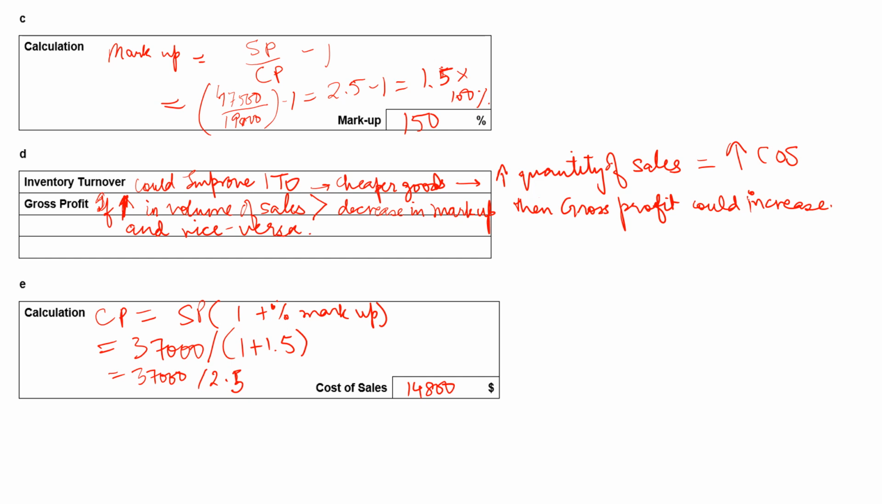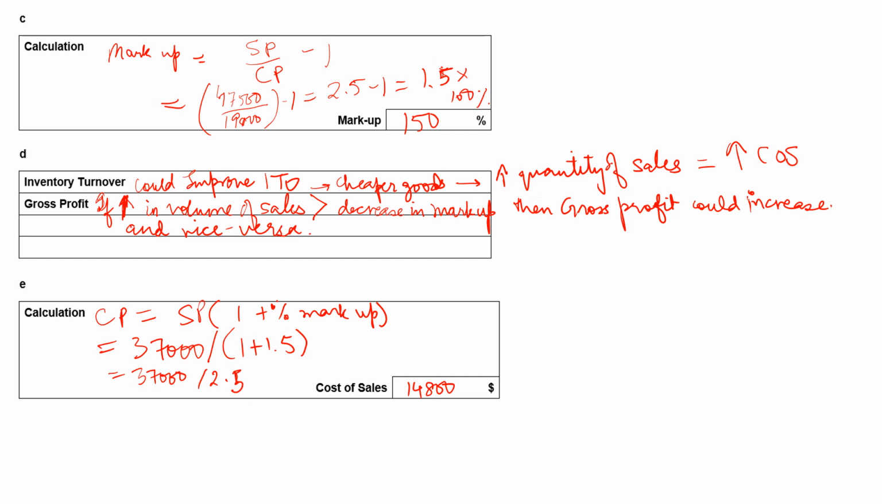If we have a decreasing percentage markup, that could assist or improve inventory turnover, because cheaper goods will increase the quantity of sales, leading to an increase in the cost of sales. The other one is gross profit. This depends on how big the shift is in the volume of sales versus the decrease in markup. If the increase in volume of sales is more than the decrease in markup, then gross profit could increase. But if it's the other way around, then gross profit could decrease.